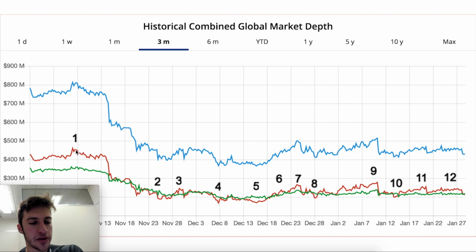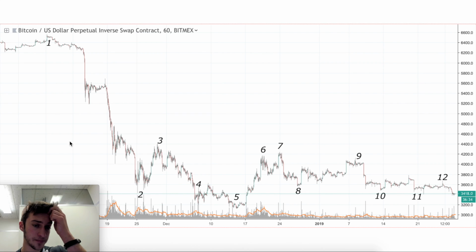Here we can see that the offers are a lot higher than the bids, meaning supply is a lot higher than demand right now. Then supply began to fall, and demand began to fall. So you can see here. And to show you guys what that point in time was, that was here. Point number 1.